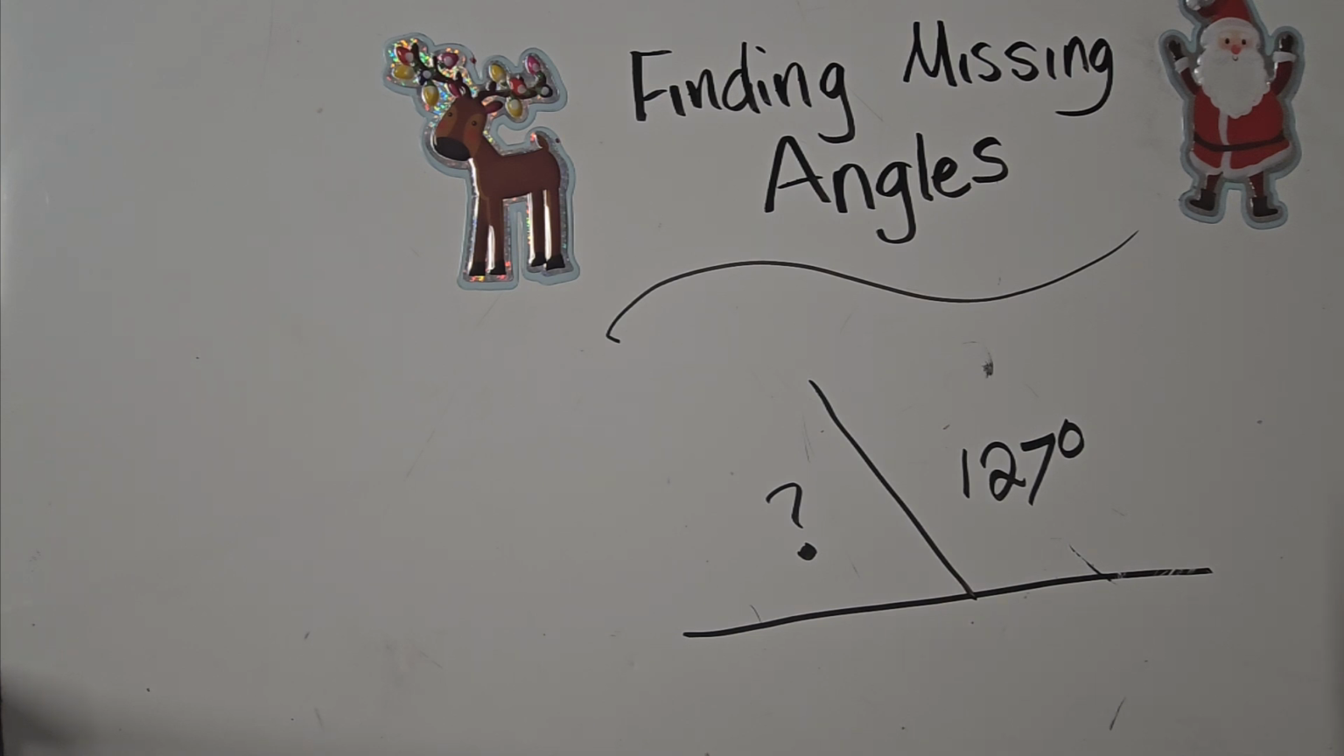So when finding missing angles, these are the kinds of problems you would get. They would give you an angle and they would say, what is the missing angle? How much does this angle value? What's the worth of this angle? They'll tell you this angle, this obtuse one, is 127 degrees. But how much is this little acute one?